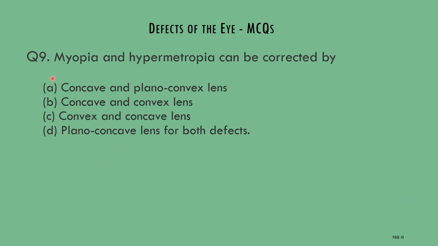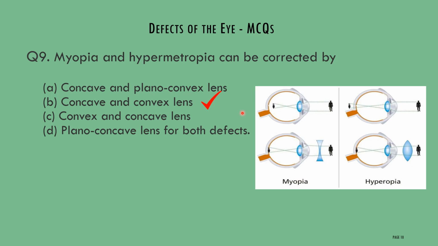Question number 9. Myopia and hypermetropia can be corrected by, how will they be corrected? Option A using concave and plano convex lens. Option B concave and convex lens. Option C convex and concave lens. Option D plano concave lens for both defects. Let us see the correct answer. The correct answer is concave and convex lens. Option B is the correct answer.